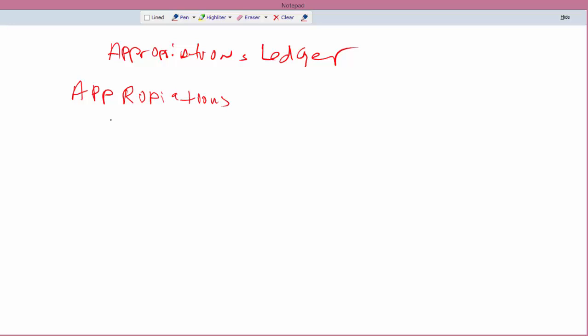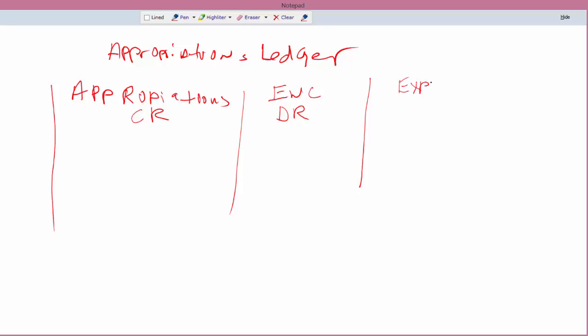So I'm going to have a column for appropriations. Those are credits, aren't they? I'm going to have a column here for my encumbrances. Encumbrances are debits, aren't they? And then I'm going to have a column here for my expenditures. Are those also debits? And then I'm going to have a column for the balance.